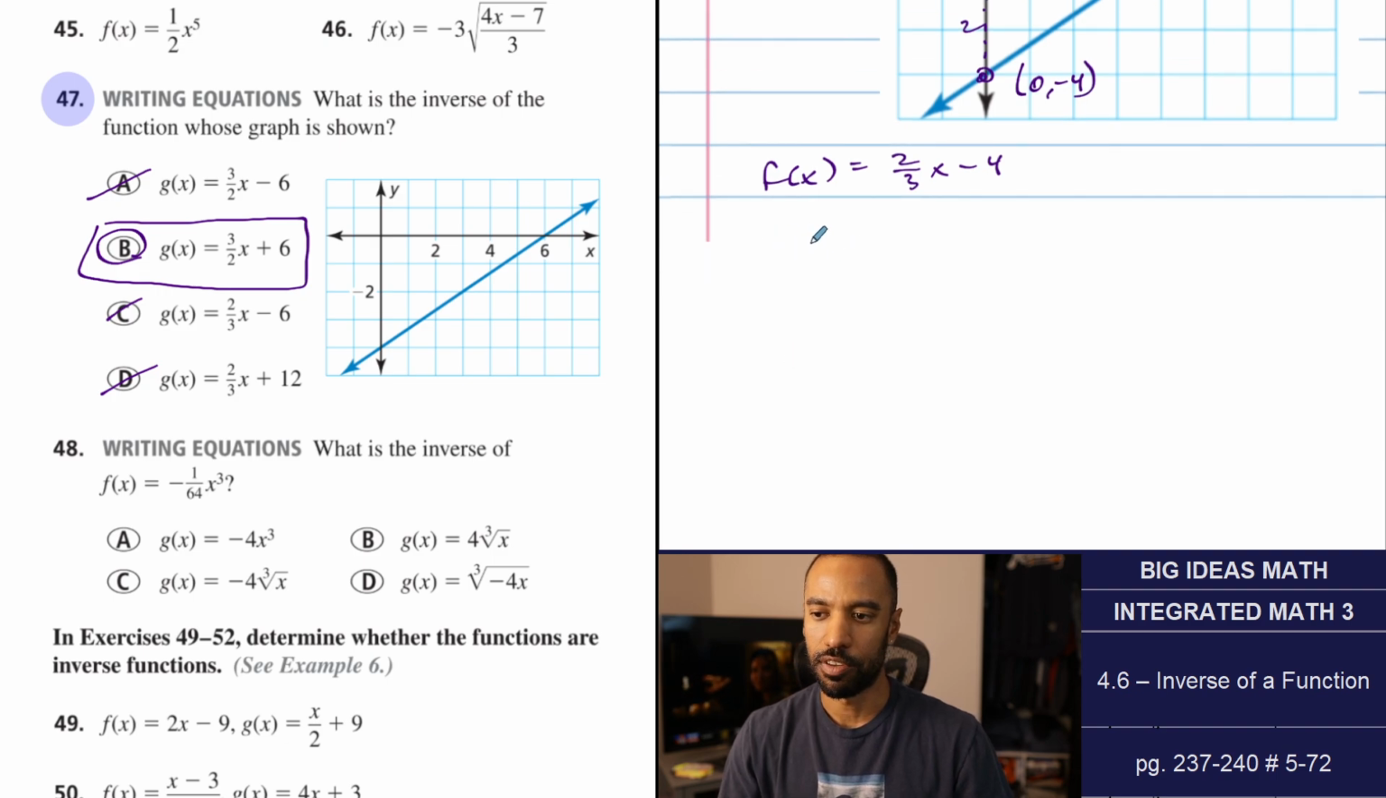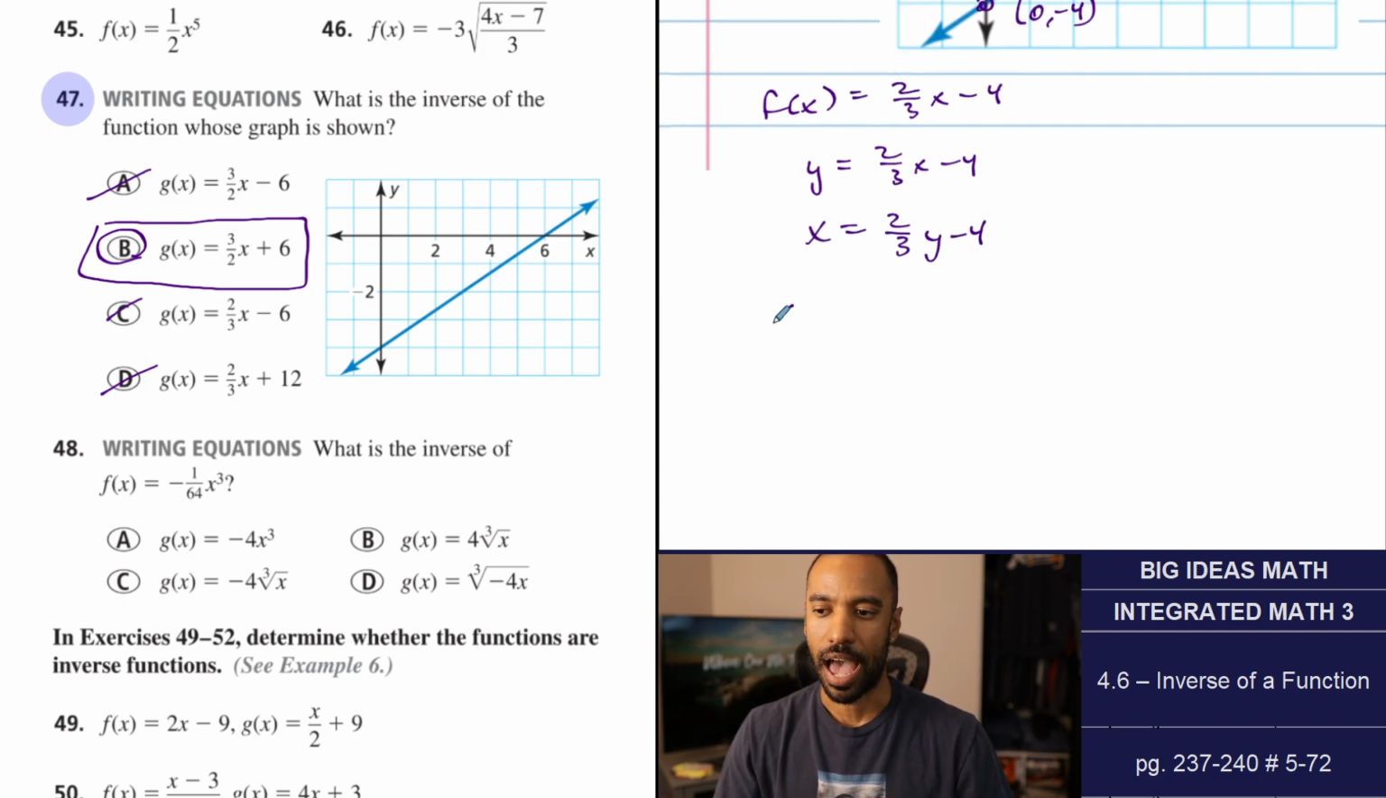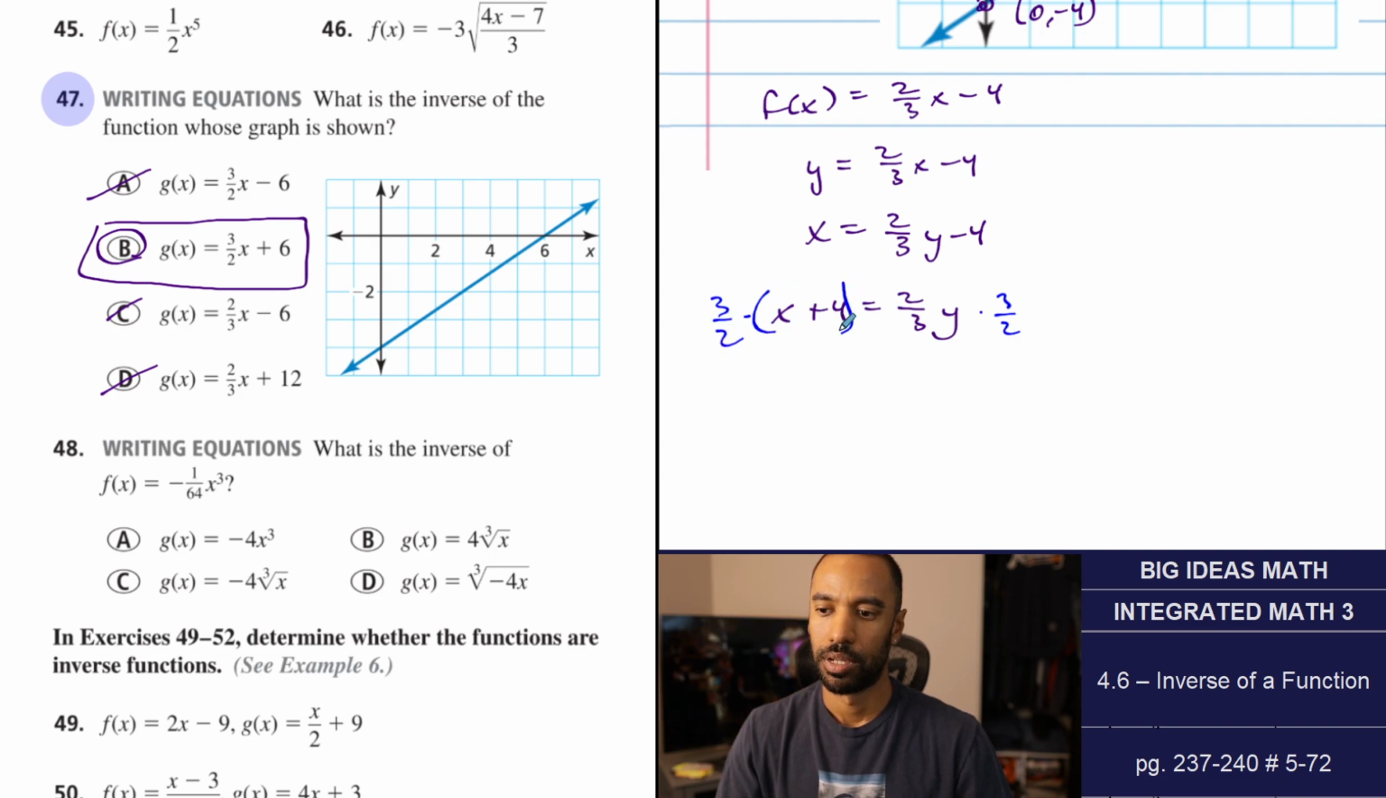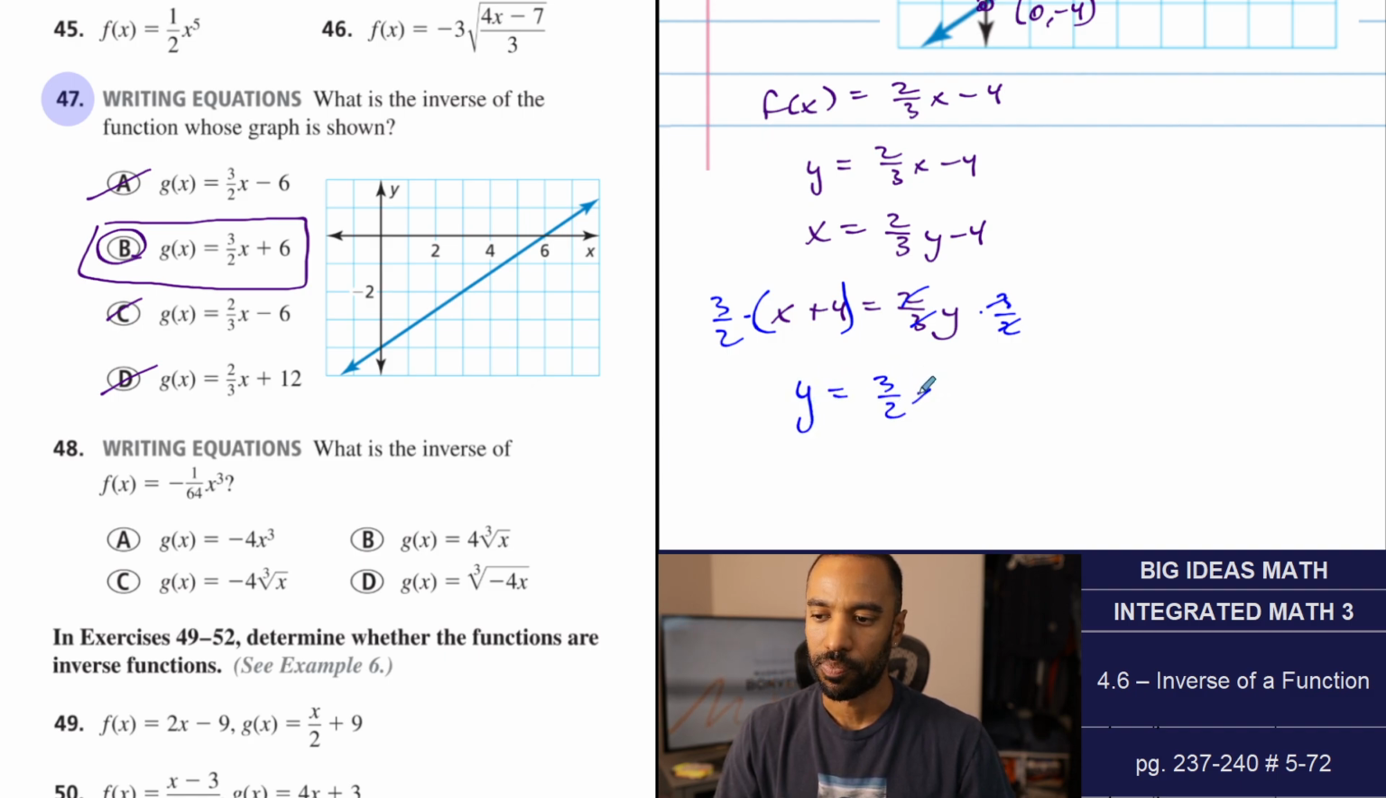Now, if you want to take its inverse, do what we've been doing for every problem so far. Swap x and y, and solve for y again. If we add 4 to both sides, and multiply both sides by 3/2, when 3/2 distributes into there, we're going to get y equals 3/2 x plus 3/2 times 4.